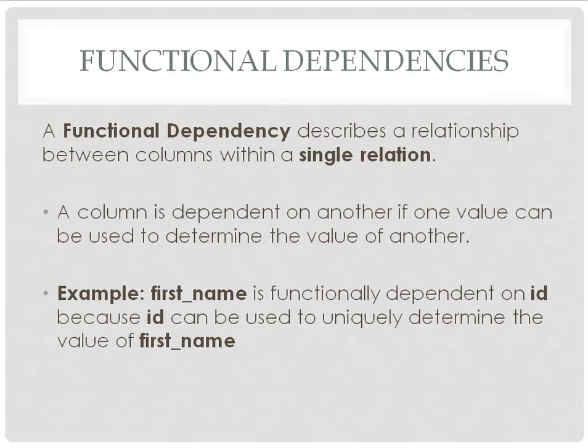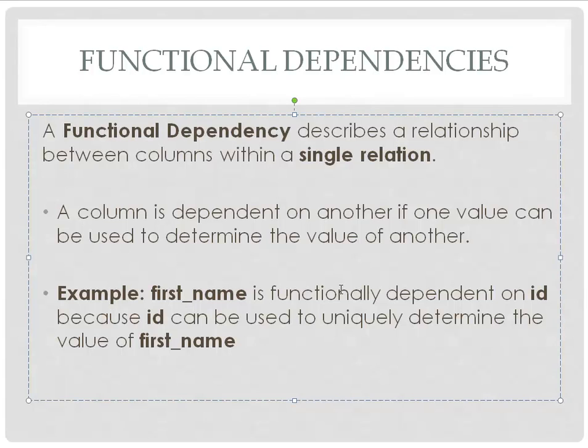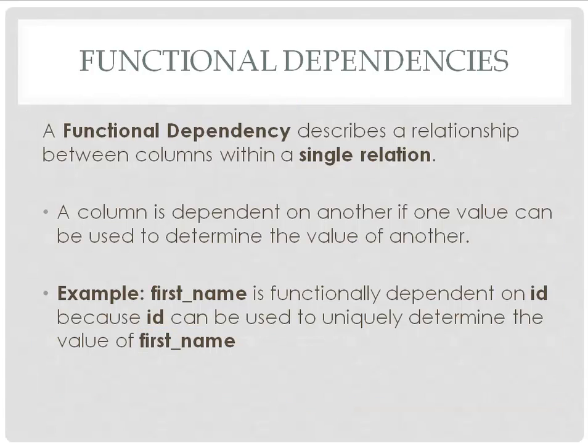Alright, so functional dependencies. A functional dependency describes a relationship between columns within a single relation. Okay, so a column is dependent on another if one value can be used to determine the value of another. For instance, if you have a customers table, your customer ID value should be able to get you, let's say, the first name value. Okay, and actually I said that before I even saw this example. So first name is functionally dependent on ID because ID can be used to uniquely determine the value of first name. Okay, that's what functional dependency is.